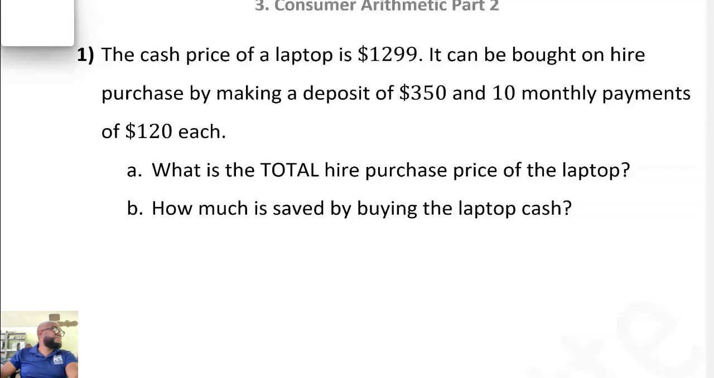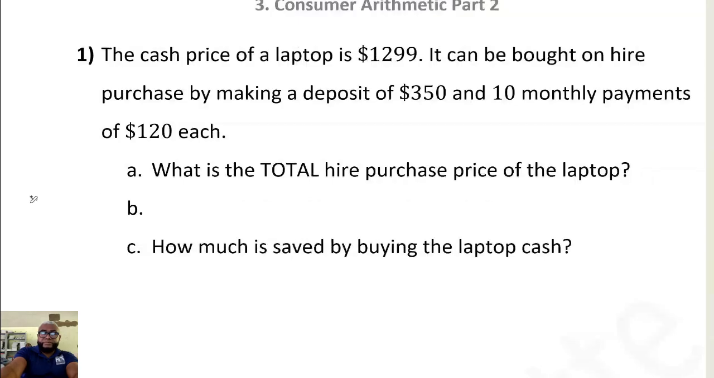So this is a CXC type question, right? The question is saying the cash price of a laptop is $1,299. It can be bought on hire purchase by making a deposit of $350 and 10 monthly installments of $120. What is the total hire purchase price of the laptop?